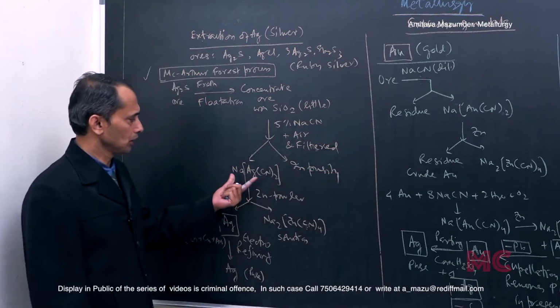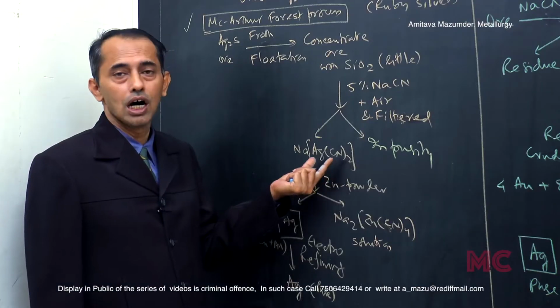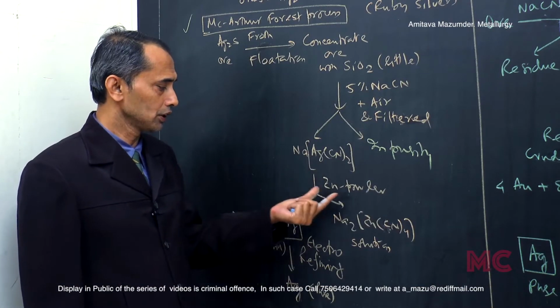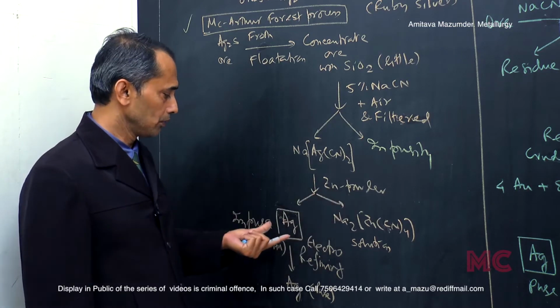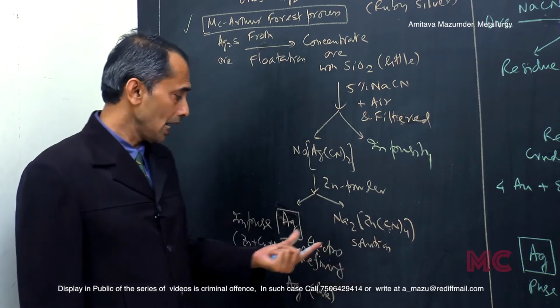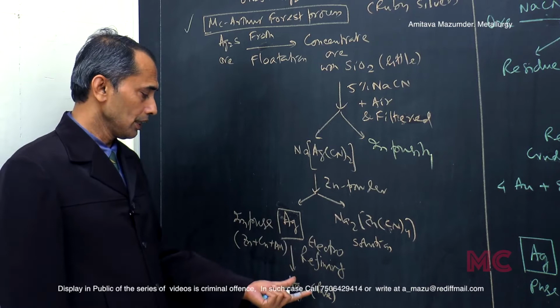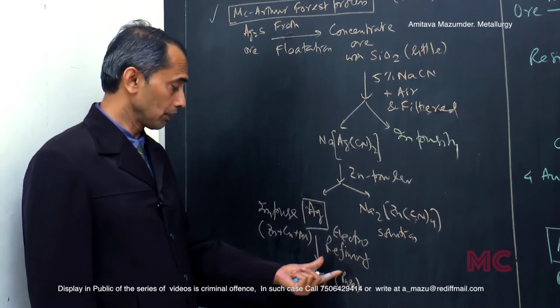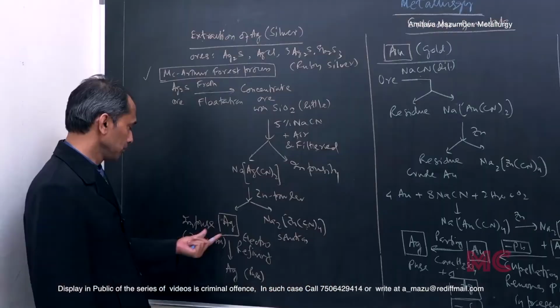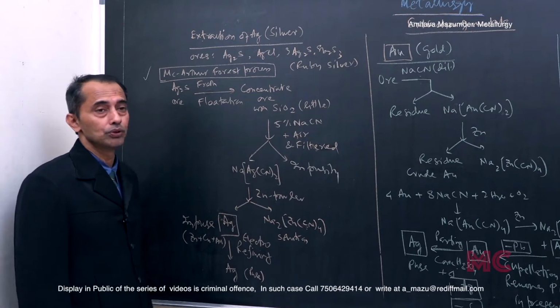And then this sodium argentocyanide, or we can say sodium dicyanidoargentate(I), this complex is treated with zinc powder. Of course, there will be silver deposition and zinc will be in the complex. And now this silver is impure. It will be passed through the electrorefining process, and we can get pure silver. The impurities are zinc, copper, and gold along with the silver. So this is the way by which we produce silver.